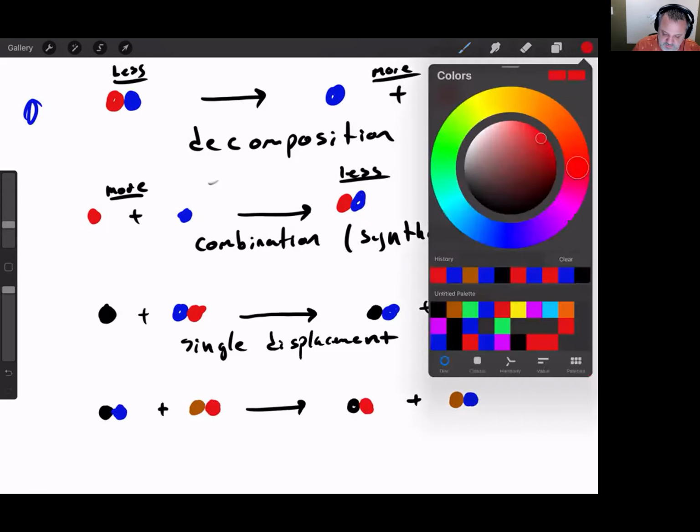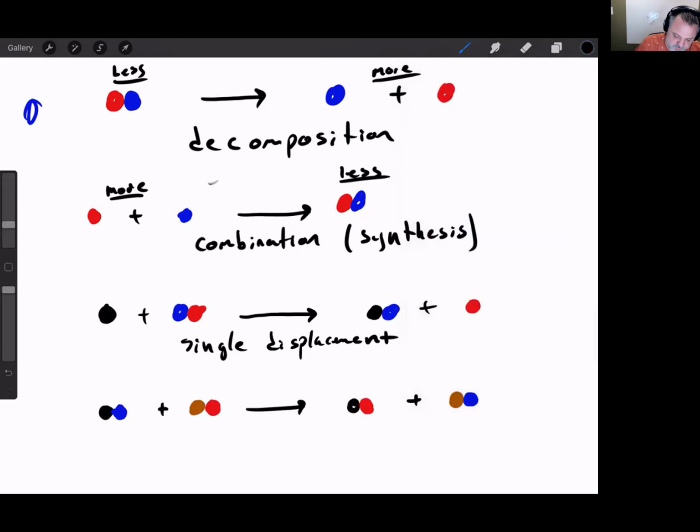This one is, oh, sorry, missed out on your green, double displacement. Double displacement.